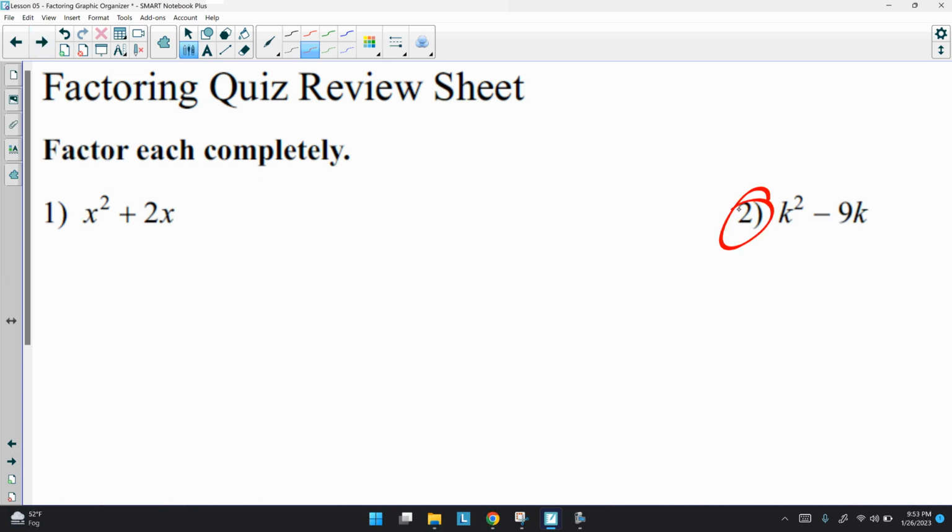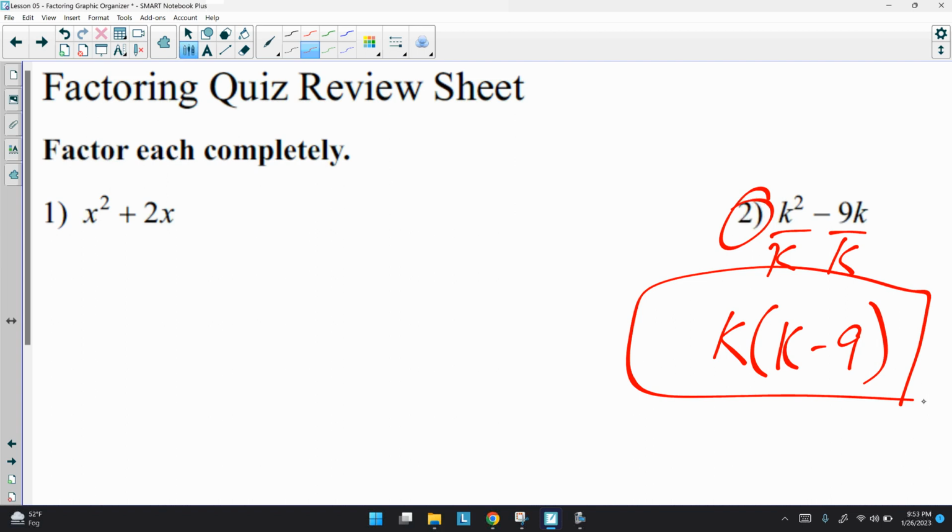But I'm going to do 2, and, well, I can take a K out of both sides, or both terms. Excuse me. Guess what? That's right. Bing, bang, boom. That's done.